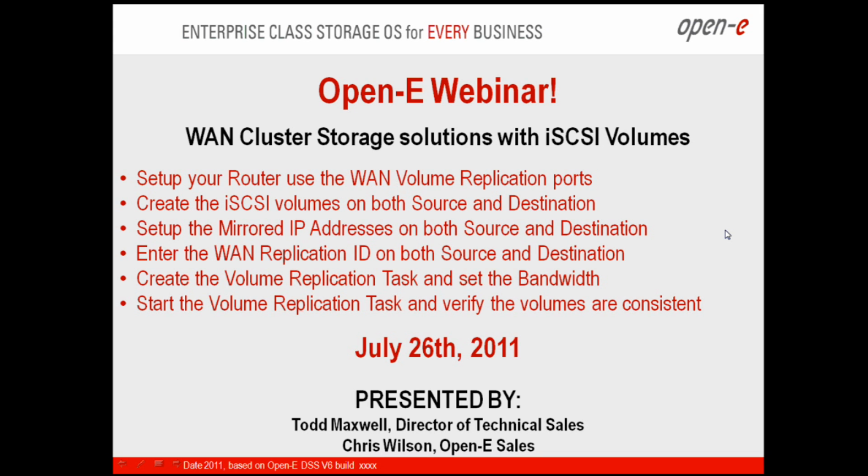And today's webinar session is going to be about WAN Cluster Storage Solutions with iSCSI Volumes. What we're really going to be doing is trying to do replication over the WAN. So what we're going to show is setting up your router to use with the WAN Volume Replication ports. Then we're going to go ahead and create our iSCSI volumes on both source and destination. And once we do that, we're going to set up the mirrored IP addresses on both source and destination for the WAN IP addresses. What we're also entering is the WAN Replication ID.